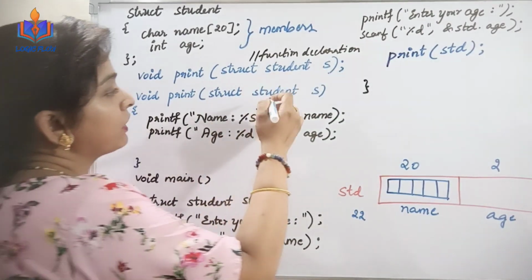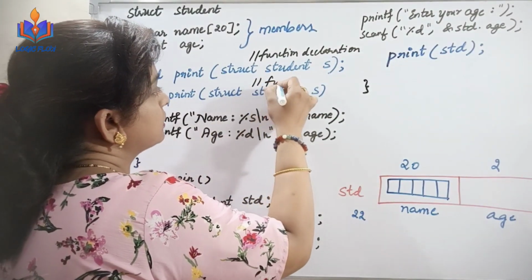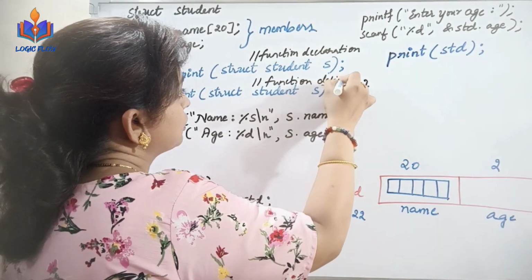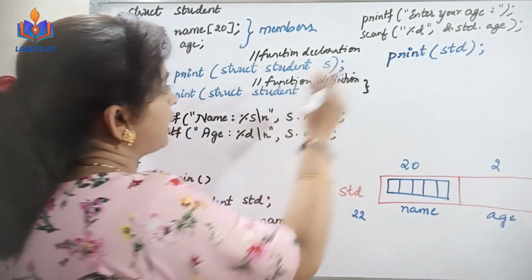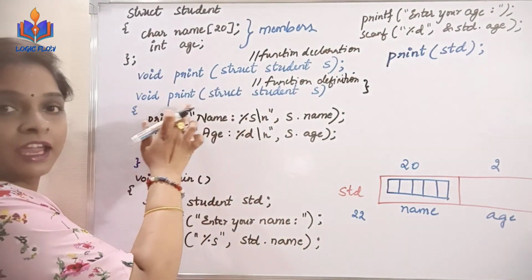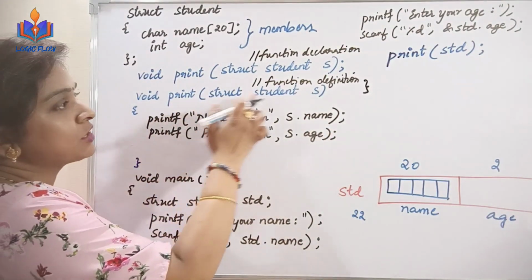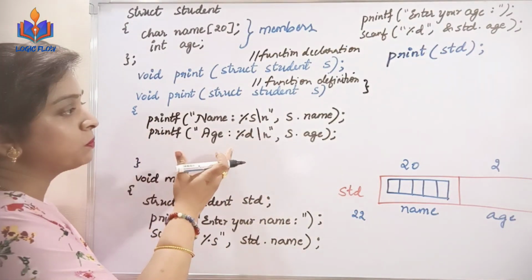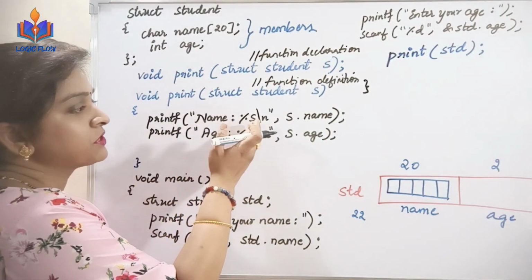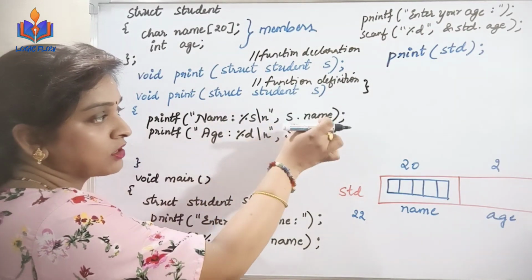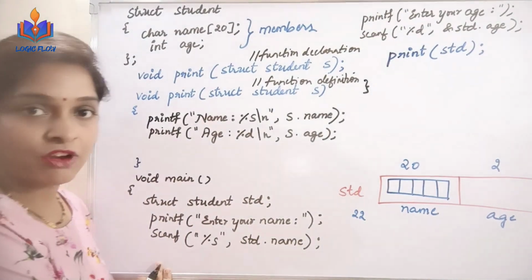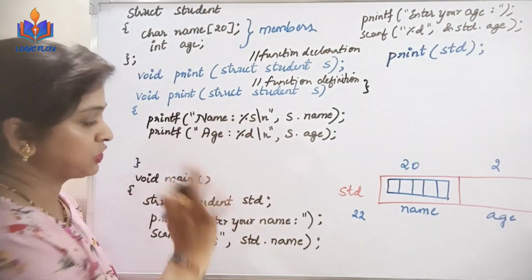And here we go with the function definition part. In the function definition, the header is again void print, struct student yes, followed by the code. I am trying to print the name and age: name percentage s, I just say yes dot name, yes dot age. We'll come back to this later. Let us start from the main function. We'll come back to this function definition once again.